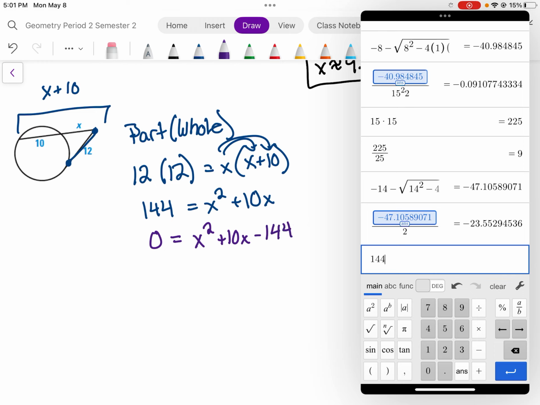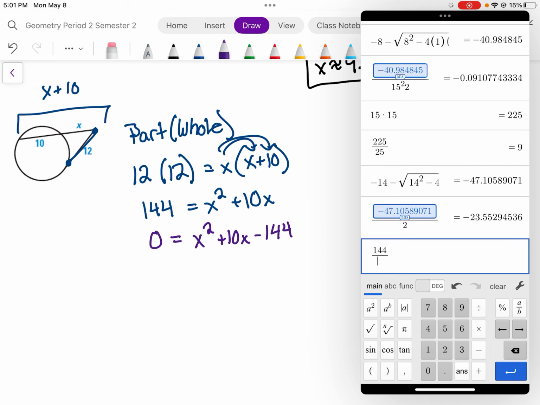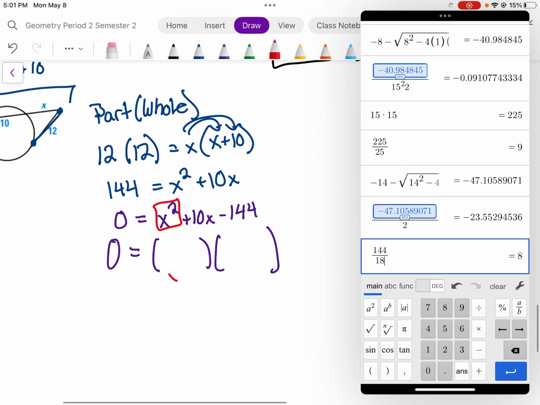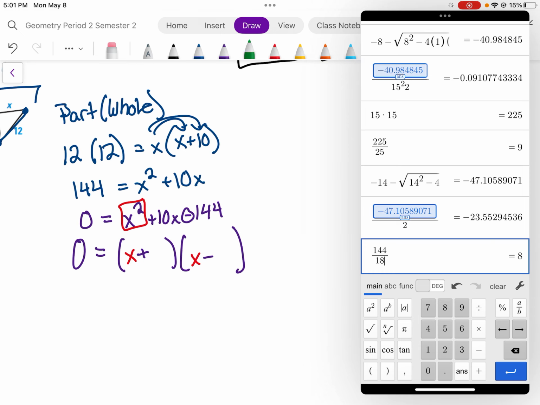And I don't know if we will be able to factor this one. 18 and 8. Ooh, this one we will be able to. So if we look, again, it multiplies to be x squared for our first term. So both of the parentheses are going to start with x. And they multiply to be a negative. So one's going to be plus, one's going to be minus. And 144 has two factors of 18 and 8. So those two can be added and subtracted to equal 10.